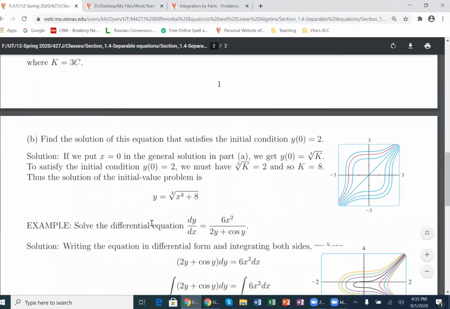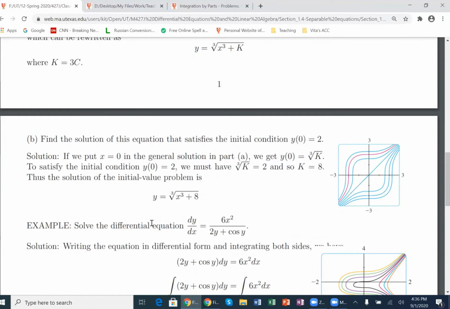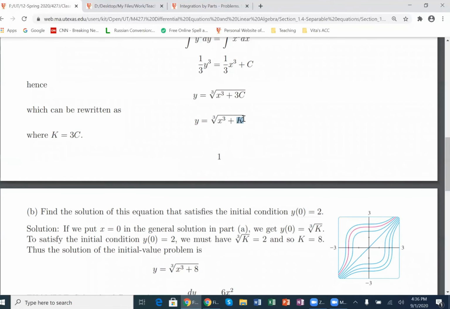Folks, any questions about B? So when there's no y or x value, or a certain value, you can choose any of those curves? Yes, absolutely, because k can be any real number. For example, if k is equal to 0, we have y is equal to cubic root of x cubed.